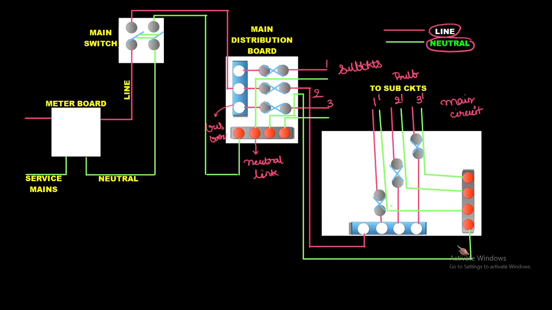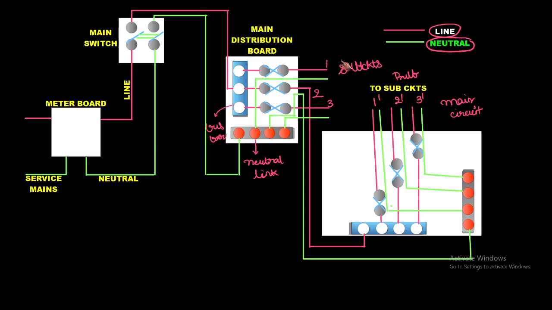The neutral point, if you observe, for each and every sub circuit we will have the neutral wire. Here also you have one phase and neutral, phase and neutral, here also phase and neutral. For everything we will have the phase and neutral, for each and every sub circuit.